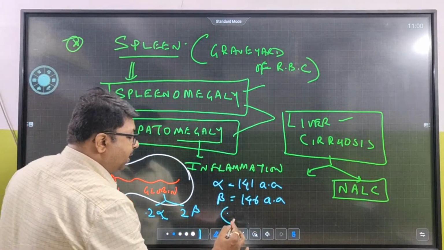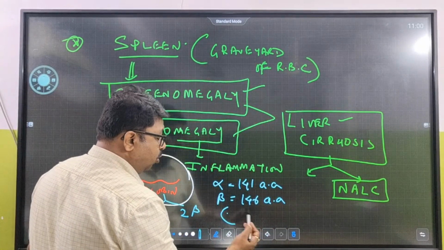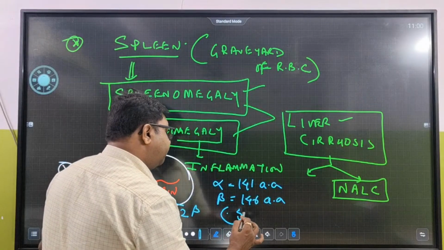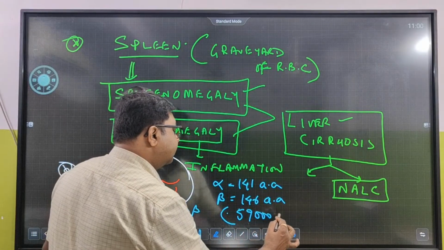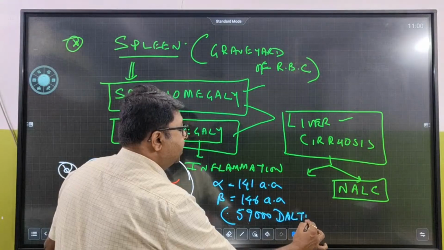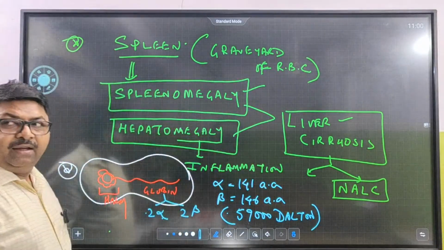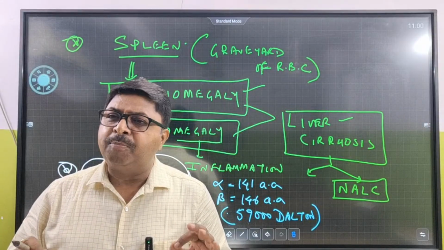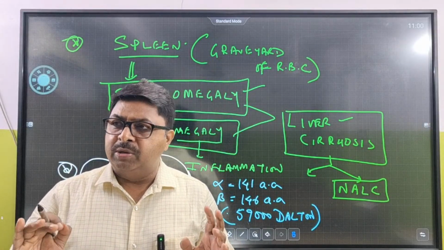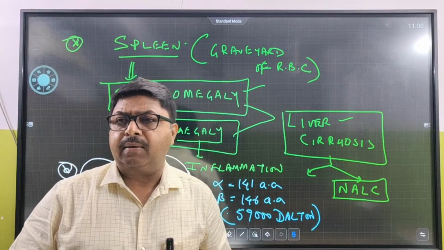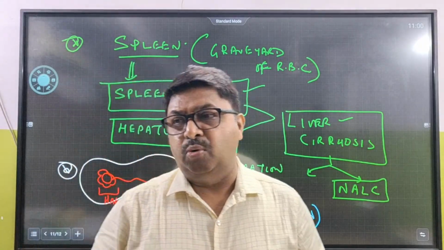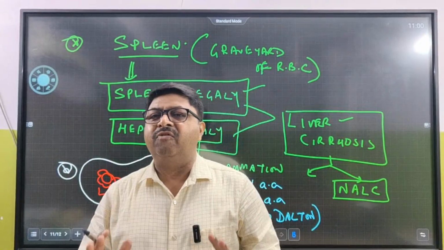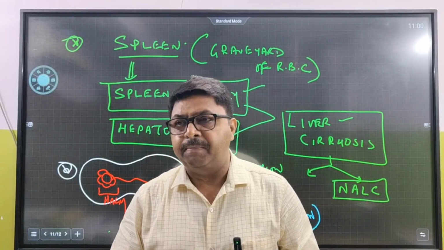So the molecular weight of this globin protein is huge. That is, hemoglobin is huge, close to 59,000 Dalton. What kind of protein have we studied hemoglobin to be in the biomolecules topic? It's a type of quaternary protein. The highest level of complexity is present in hemoglobin.